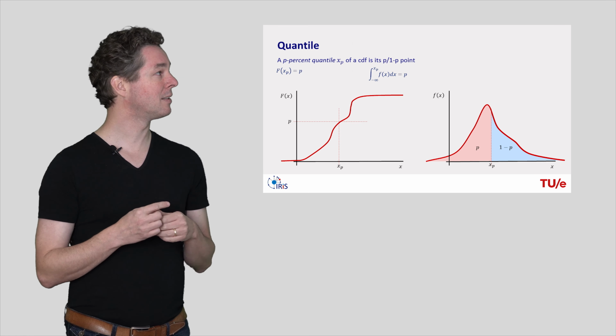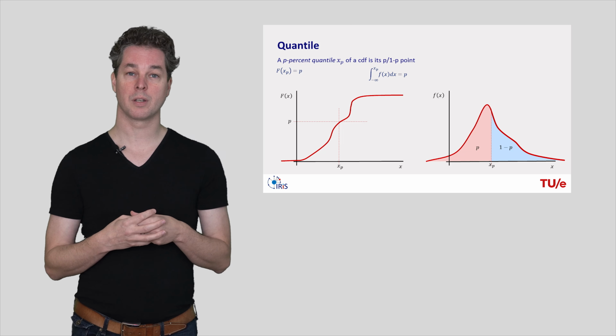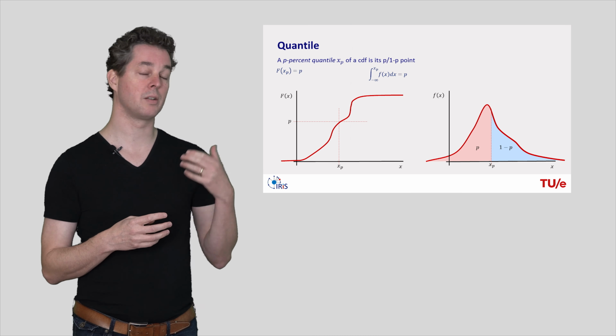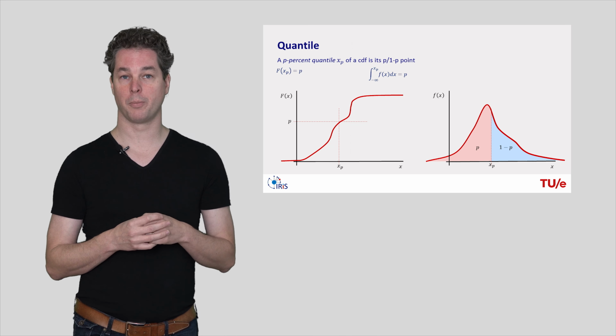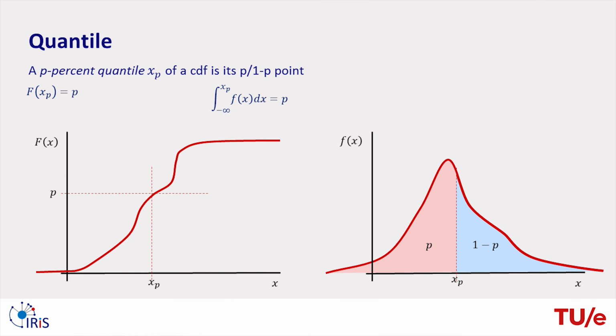If you map that to, for example, a continuous distribution function, then you can also look at the probability density function and see that the 20% quantile is the area on the left that in total has an area of 0.2.